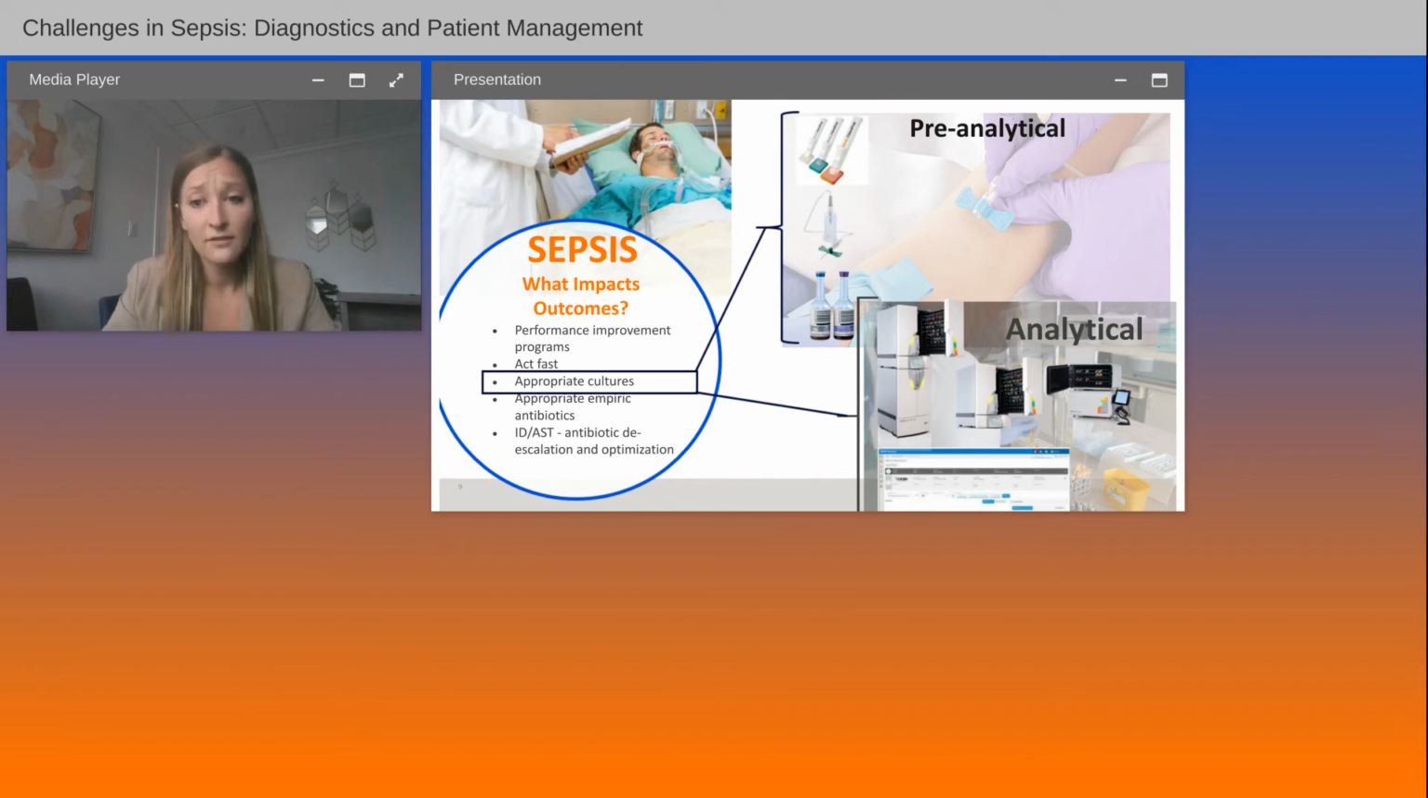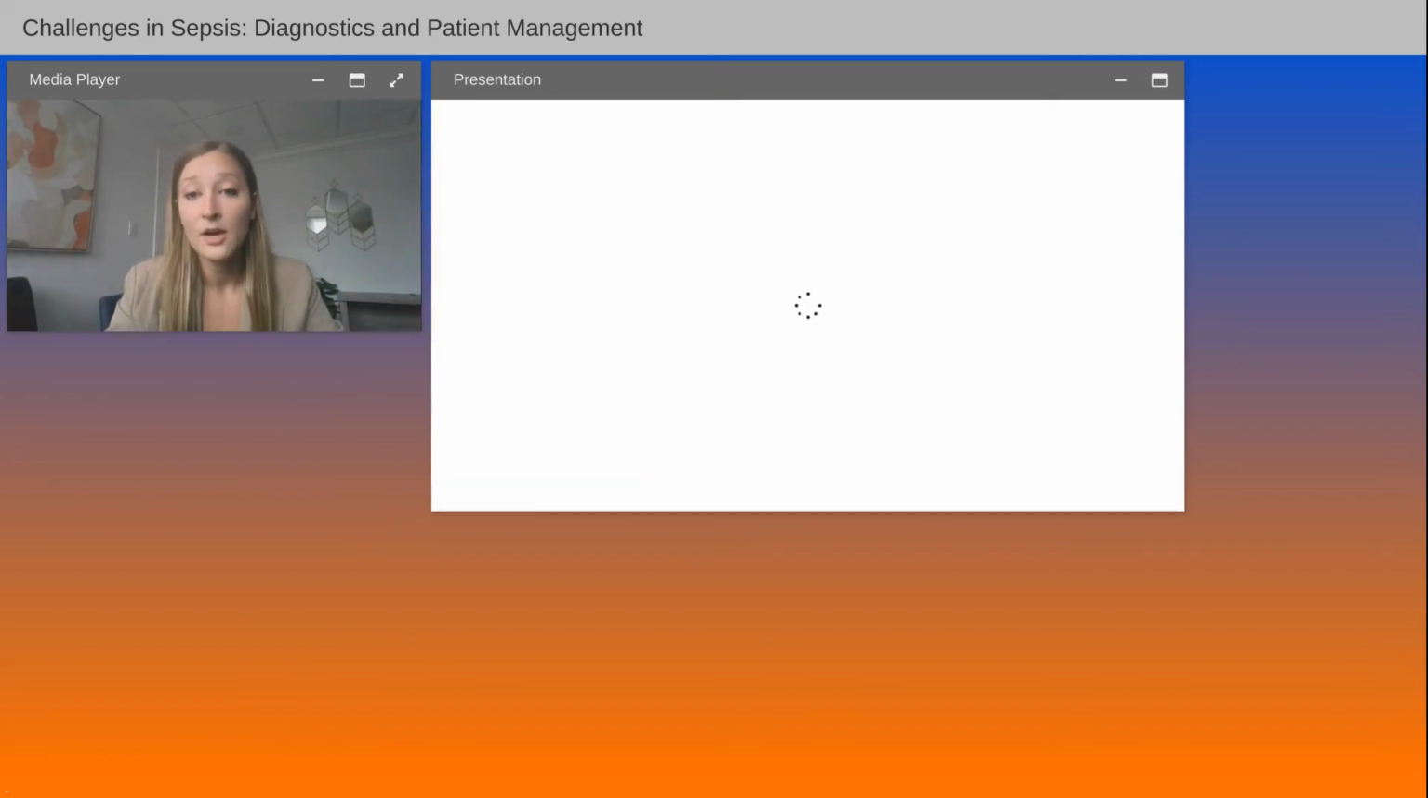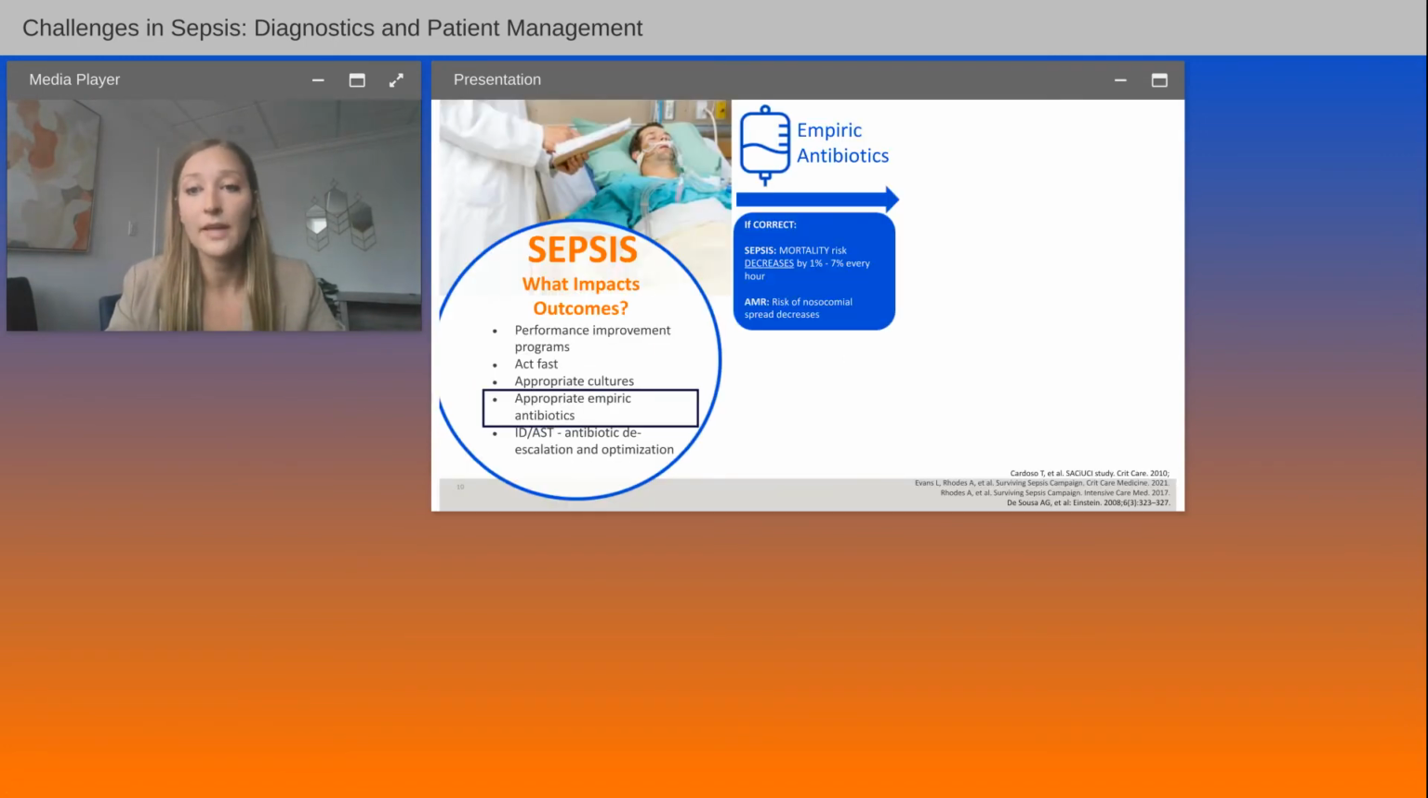If incorrect, of course, mortality risk is going to continue to increase, which is very concerning for those more progressed septic shock patients. And risk of nosocomial spread remains because you're not covering the organism. And lastly, you're exposing patients to antibiotics so their organisms have a chance to begin to learn and to develop resistance.